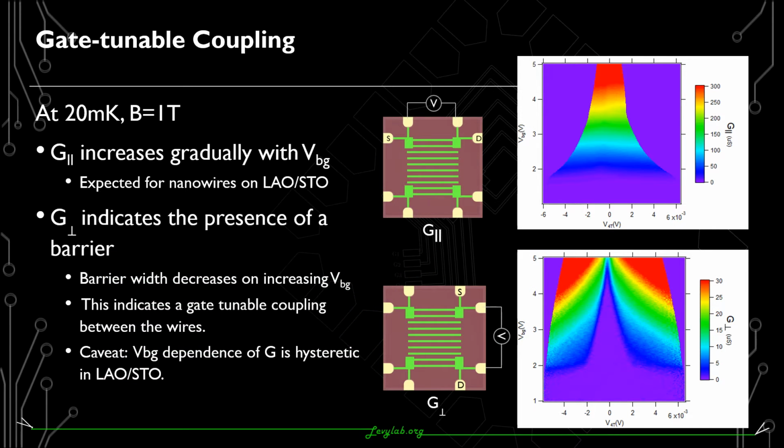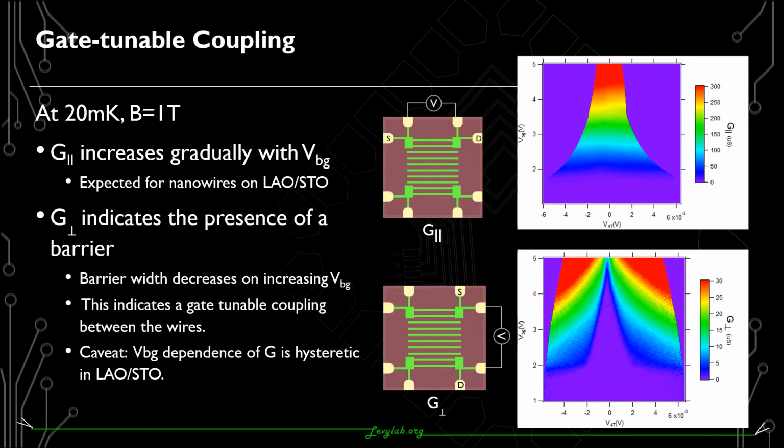The device with the 250 nanometer interwire spacing was transferred into a dilution fridge with a base temperature of 20 millikelvin for low temperature characterization. At this temperature, LaOSTO has superconducting properties. We first apply a magnetic field of 1 Tesla to study the normal state behavior.